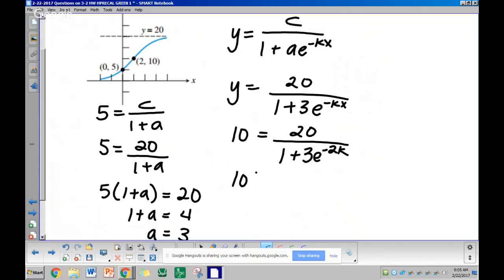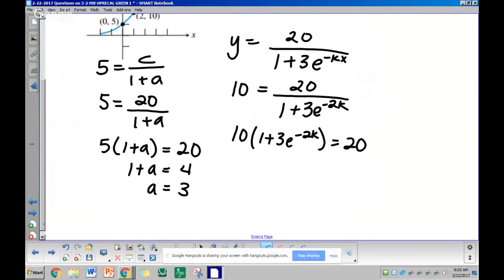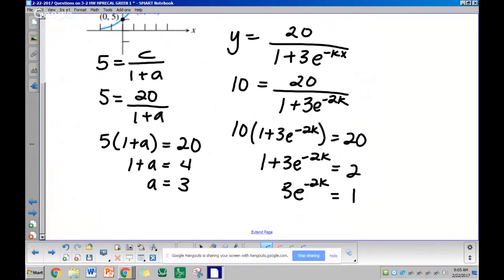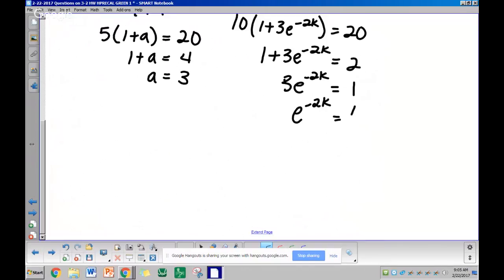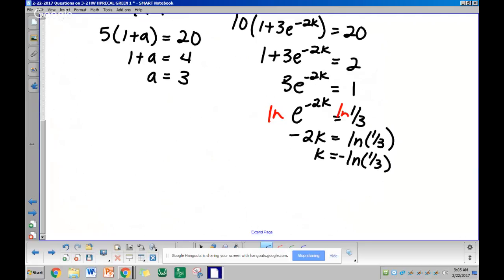Cross multiplying, 10 times 1 plus 3 e to the negative 2k equals 20. Divide by 10, and I get 2 on the right hand side. Move the 1 over, and I get 1. And then I'm going to get 1/3 again. e to the negative 2k equals 1/3. Maybe the people that were writing the book just had that off. So if we take the natural log of both sides, what happens here? We get negative 2k equals the natural log of 1/3. And I would just say k equals the natural log of 1/3 over 2.